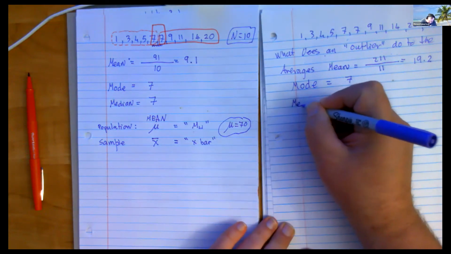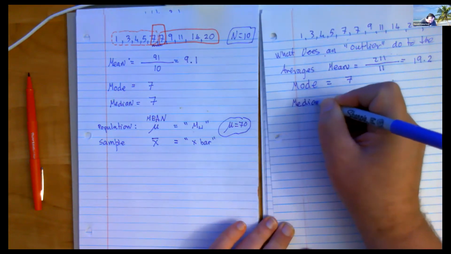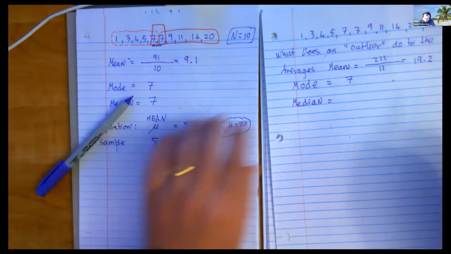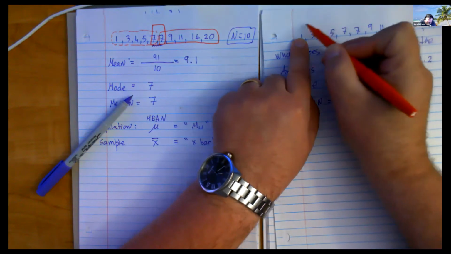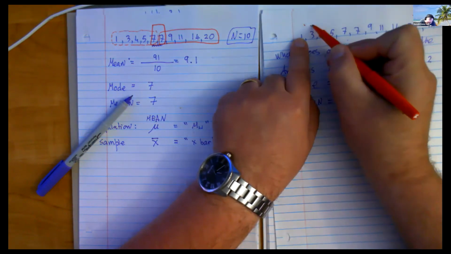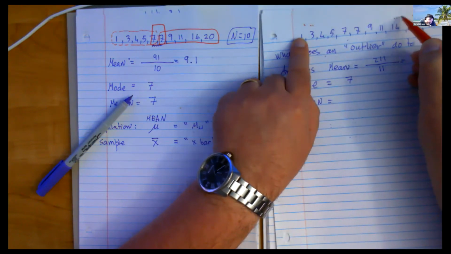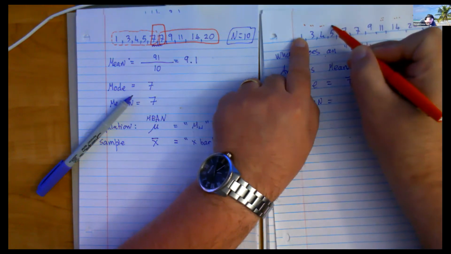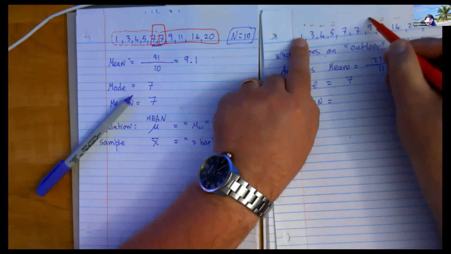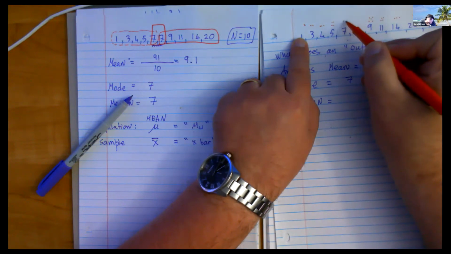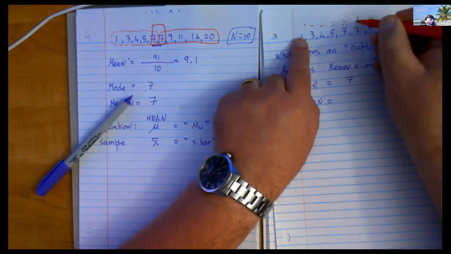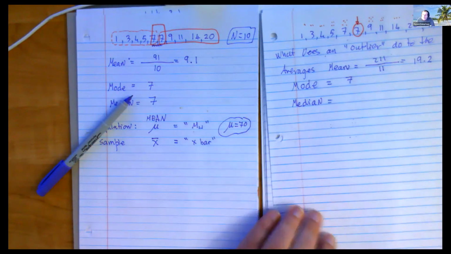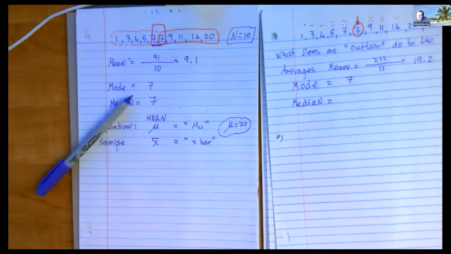And the last one in the list, I wonder what happens to the median. Right, there are 11 numbers now. 1, 2, 3, 4, 5. Do you see in this case there's only one number in the middle? And it's 7.